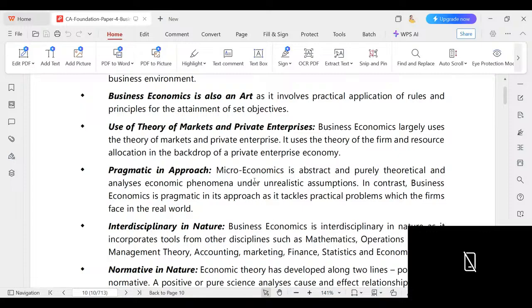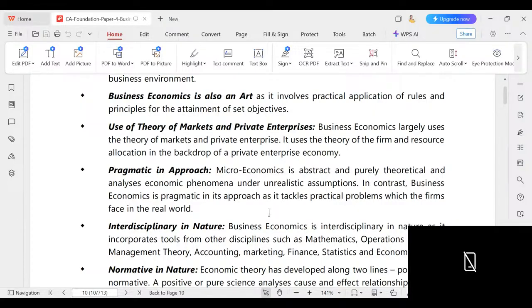It's a pragmatic approach because microeconomics is abstract and purely theoretical. It analyzes economic phenomena under unrealistic assumptions. Sometimes it is unrealistic because in microeconomic theory, for example, in demand theory, what happens? Other things remain unchanged. Only the demand theory is applicable. Price and demand alone rule over the demand theory. That is why it is an unrealistic assumption in economic phenomena. It's an example only. In contrast, business economics is pragmatic, as its approach tackles practical problems which firms face in the real world.